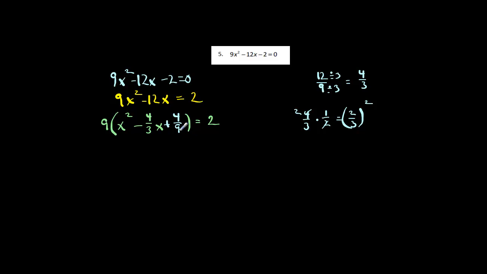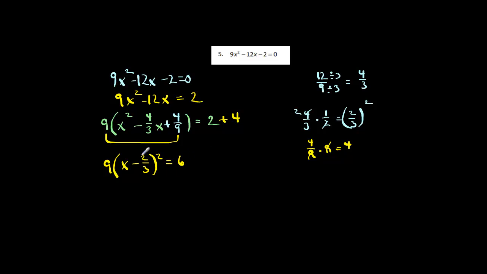Now we didn't just add 4 ninths in there. We actually added 9 times 4 ninths, which is, the 9's cancel, 4. We really added 4 on the left-hand side, so what we have to do is add 4 on the right-hand side. Now we simplify. So now we have x minus 2/3 squared equals 6.